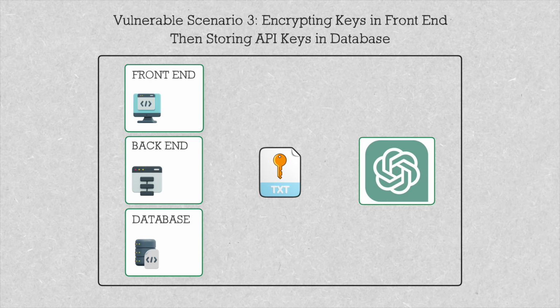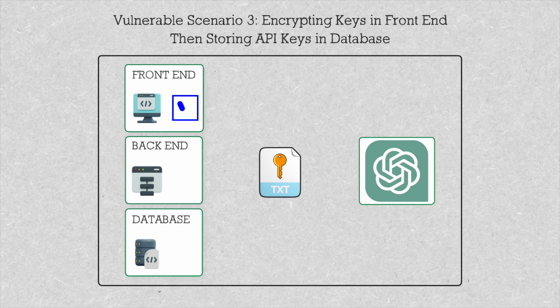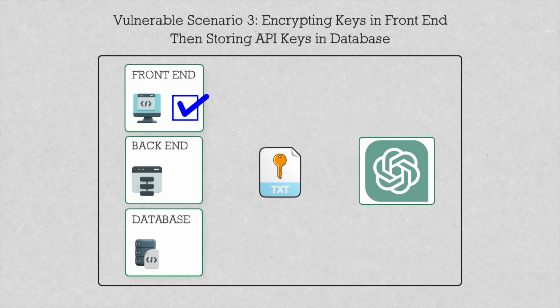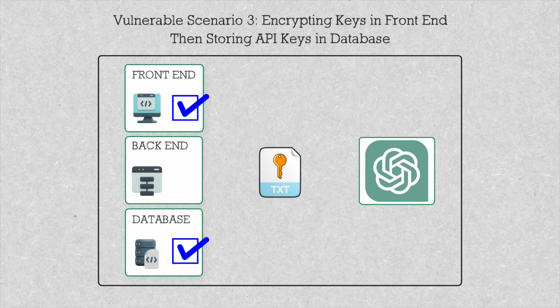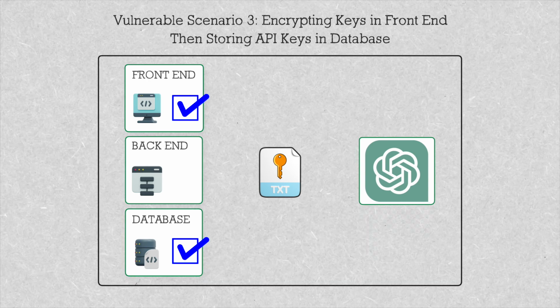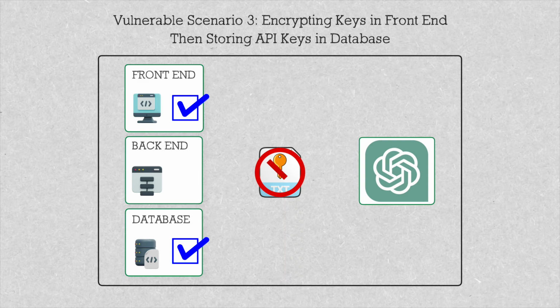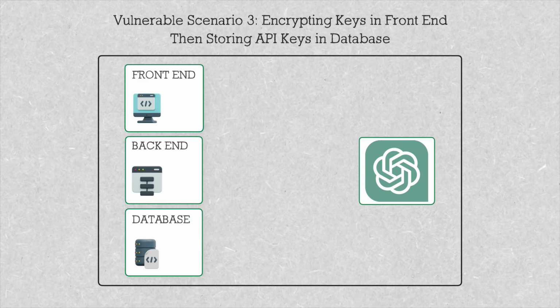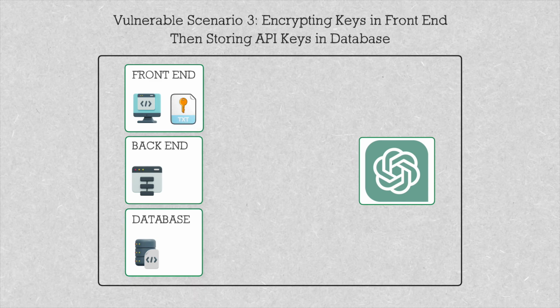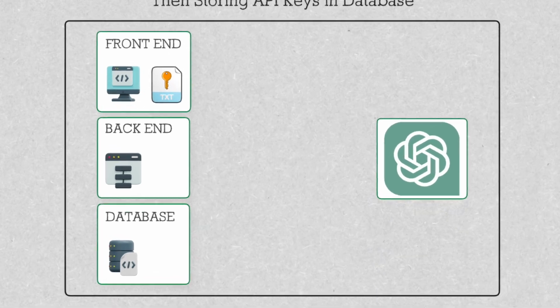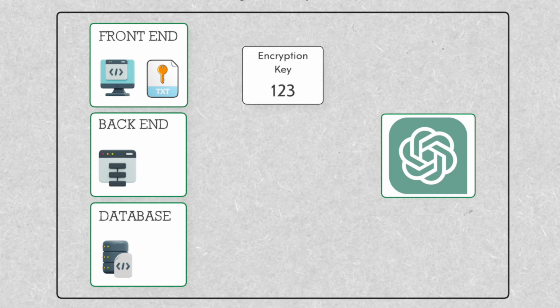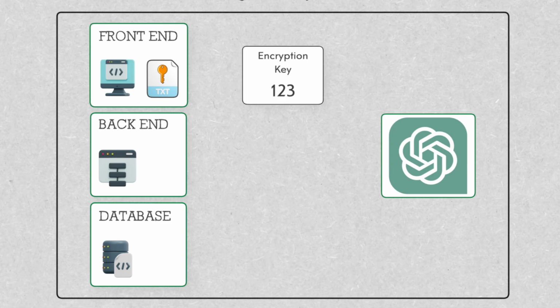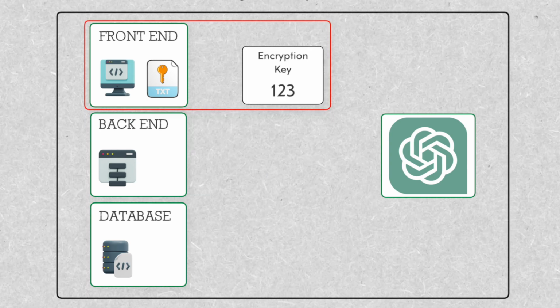So now that we're in scenario 3, we're starting to learn that the front end local storage isn't the problem and the back end database isn't the problem. The root problem is the fact that we're saving our users' OpenAI keys in plain text. So now we decide to get smarter and start storing our users' OpenAI keys after we've encrypted them. So to do this, we make a new encryption key that we save in our front end code. And let's just say its encryption key is equal to 123.